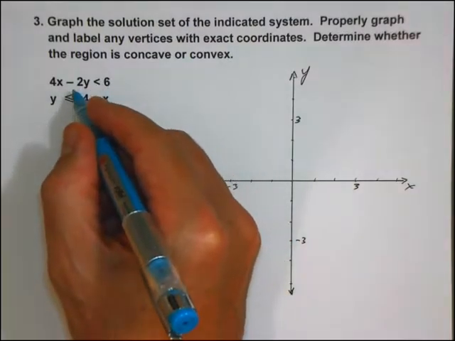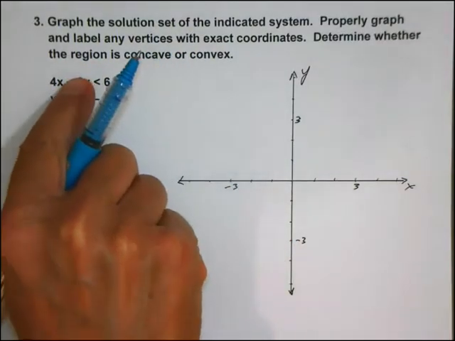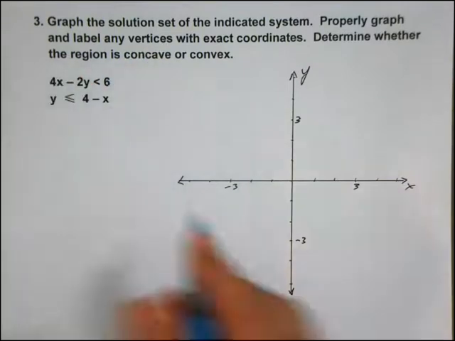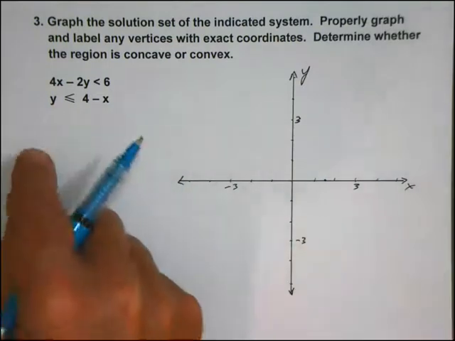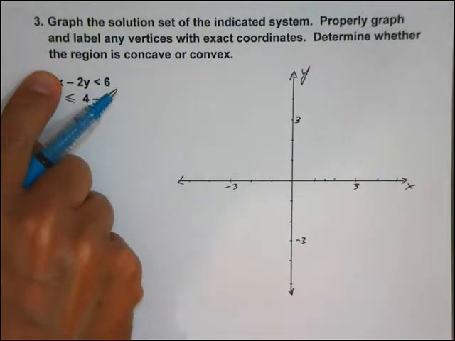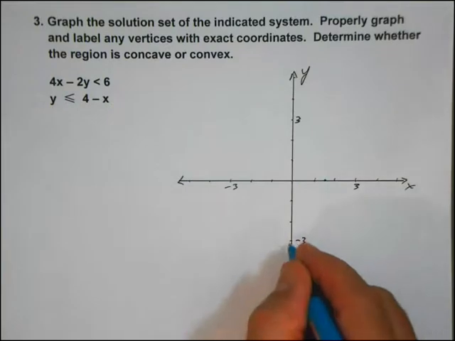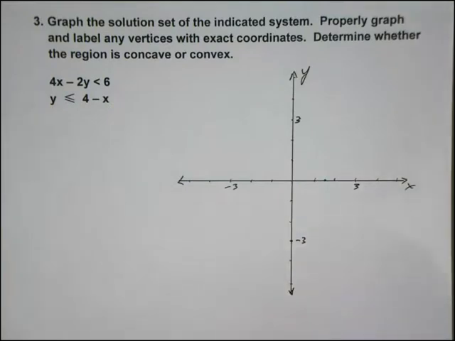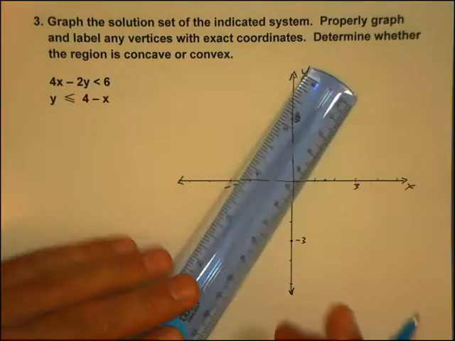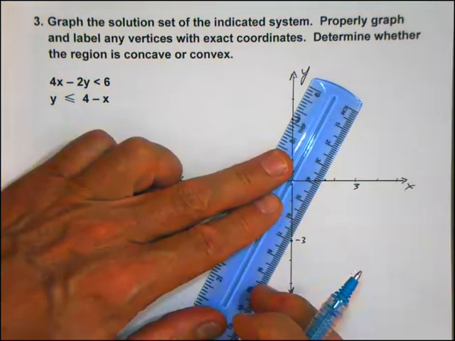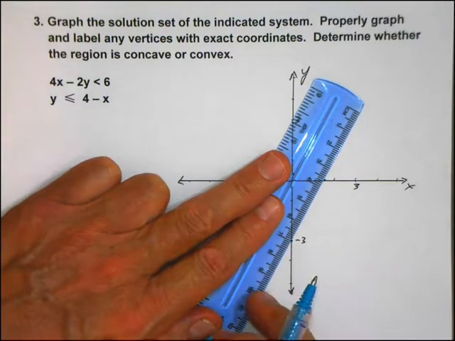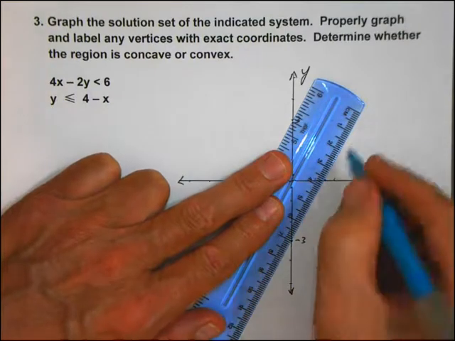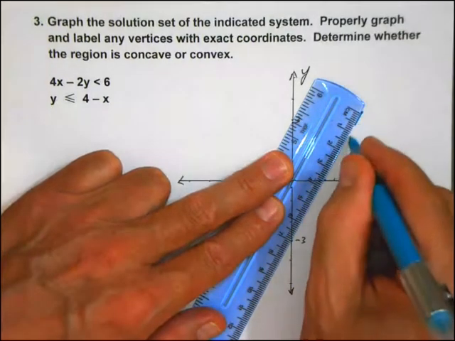For the boundary line, if y is 0, x is 3/2, 1.5. That would be about there. Okay, if x is 0, y will be negative 3. It's there. Alright, the boundary line, in this case, needs to be a dashed line because this inequality is strictly less than. The equalities, which are on this line, are not to be solutions.